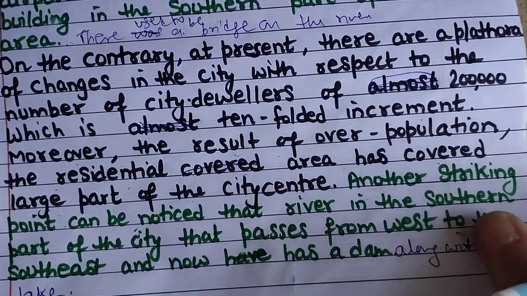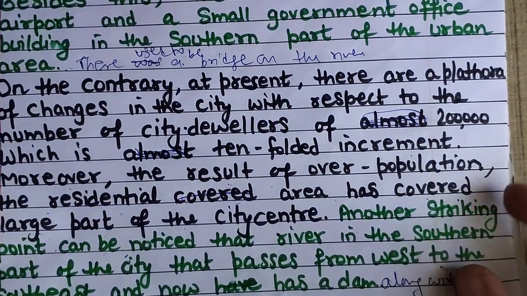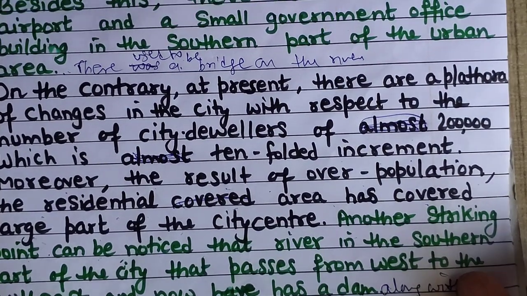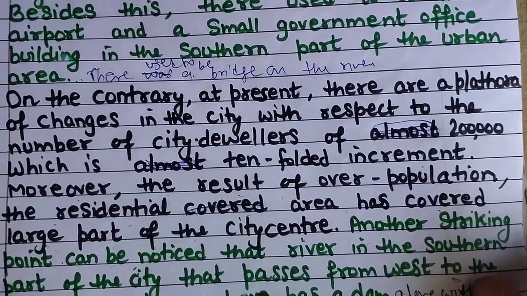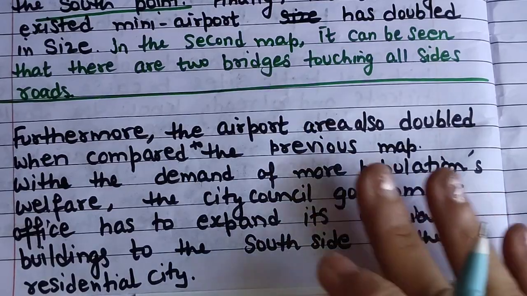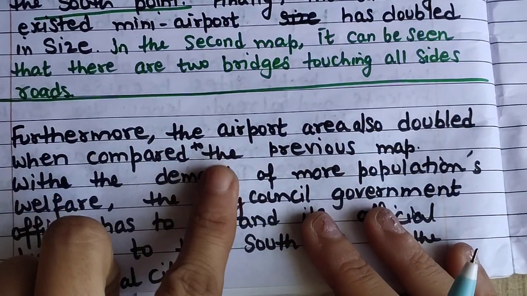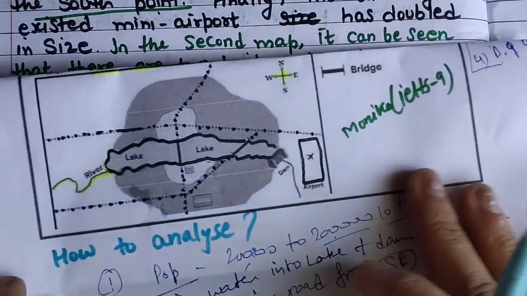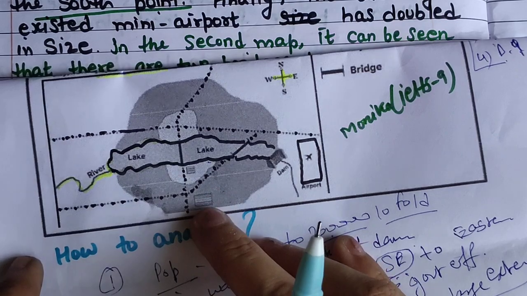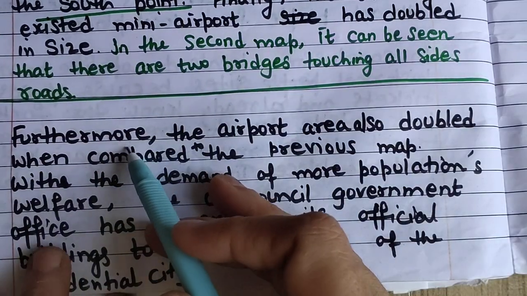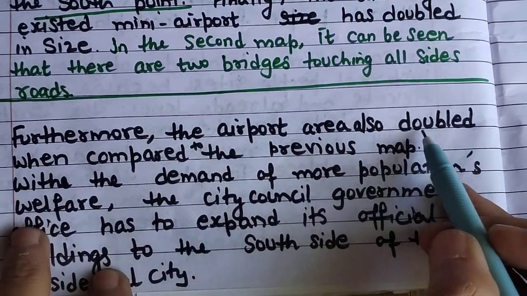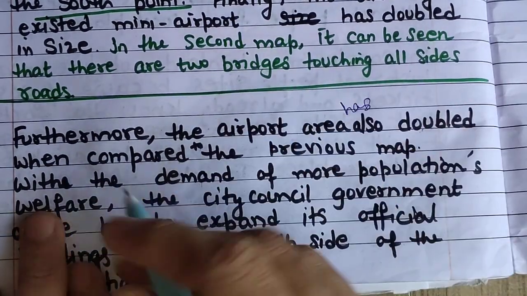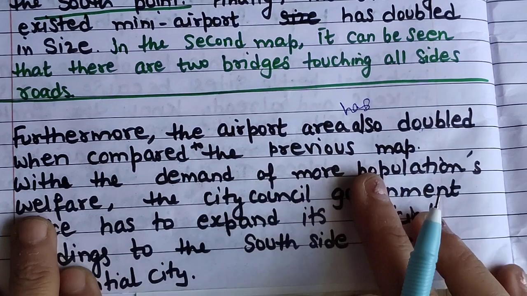Okay, so this is my answer. You can see this. I have forgotten, yes, a government building is also there. I will show it to you. Now the airport and government building area were not covered in that paragraph. Now I am going to write about this and this. Furthermore, the airport area has also doubled when compared to the previous map.